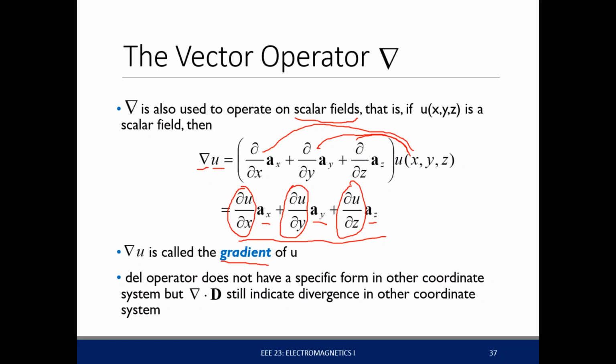So, for different coordinate systems, according to the book, del does not have any specific form for cylindrical and spherical. But we can still indicate del dot D as the divergence in other coordinate systems. Okay. Now, this is the statement in the book. We will follow that, right?